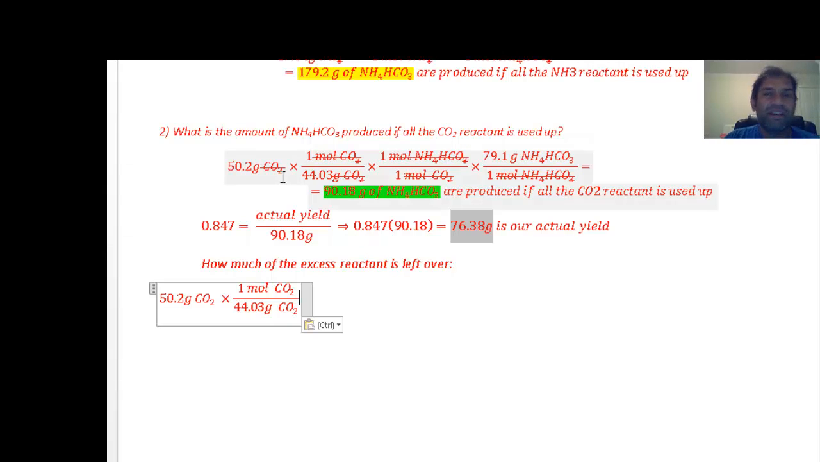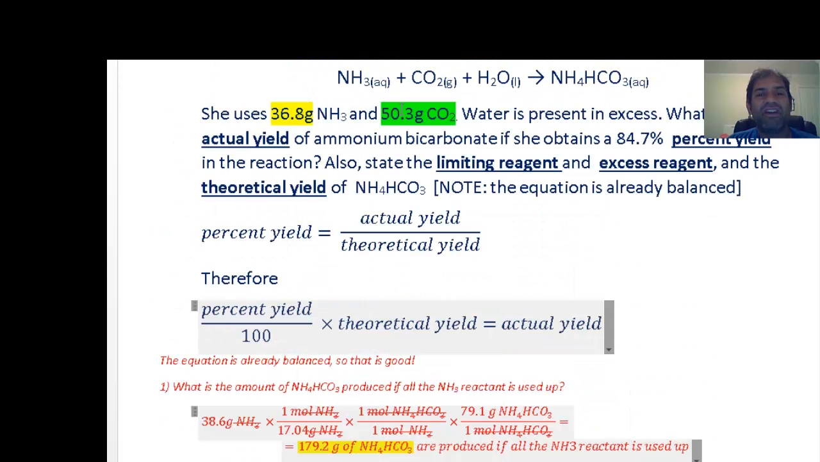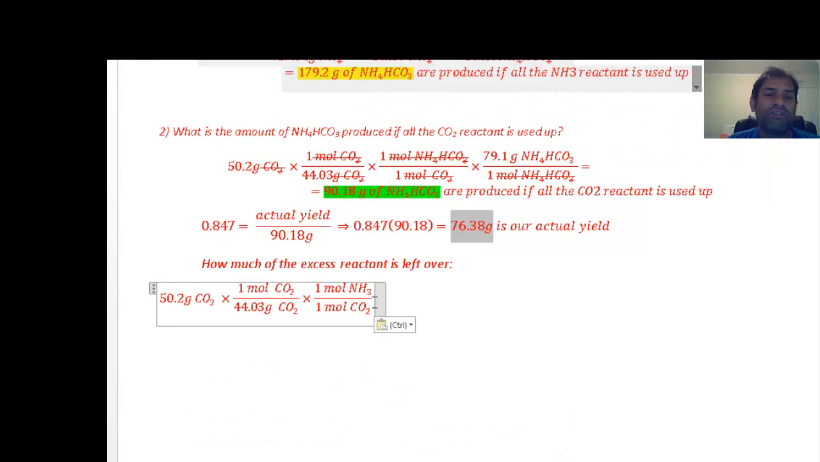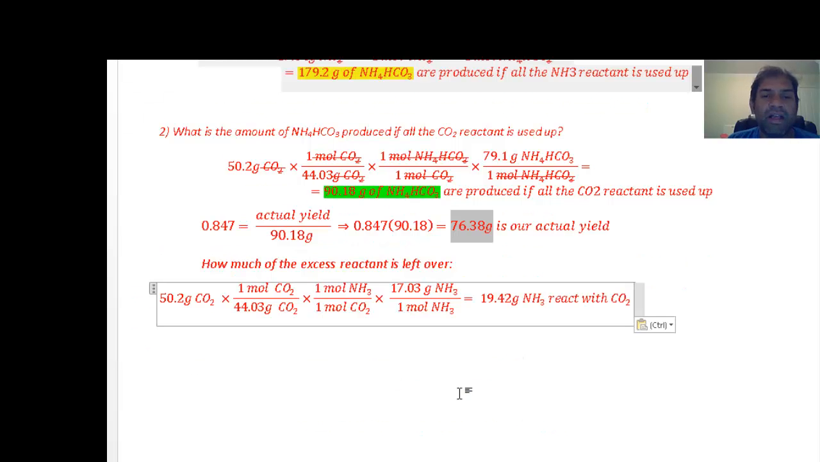We start with our limiting reactant because that sets the limit of everything, 50.2 grams. Let's convert it to moles and recognize that for every 1 mole of CO2, there's 1 mole of NH3. Let's convert the moles of NH3 to grams of NH3, recognizing that the grams of CO2 cancel, the moles of CO2 cancel, and let's do one final conversion factor, converting the moles to grams. Doing this on my calculator, I am getting an answer of 19.42 grams of NH3. That's what's going to react with your limiting 50.2 grams of CO2.